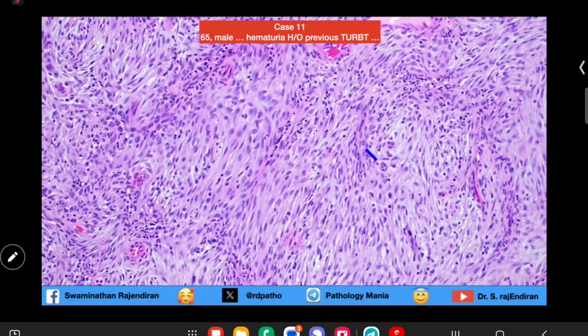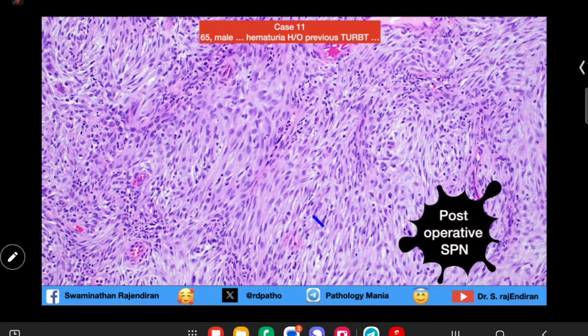And this is more like spindle cells, and the history is very, very important. Otherwise, a lot of differential diagnosis will come. And whenever you see spindle cell proliferation with scattered inflammatory cells and small capillary type of blood vessels, you ask for history of any previous bladder procedures. And this patient had a previous history of bladder procedure. So this is post-operative spindle cell nodule.